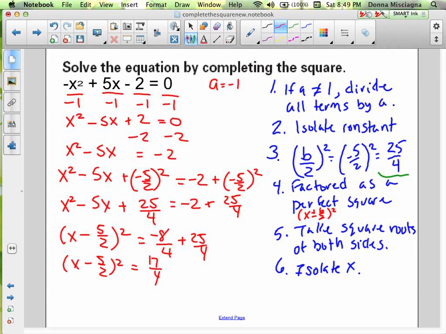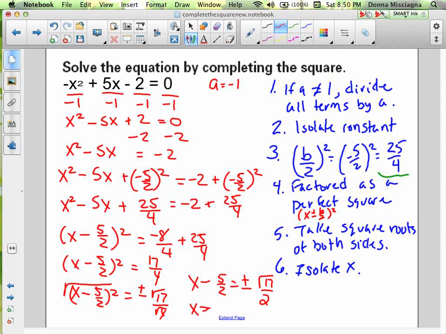We'll take a square root of both sides. X minus 5 halves all squared equals plus or minus the square root of 17 divided by the square root of 4. And then we just have to simplify it. So we have x minus 5 halves, because the square and square root cancel, equals plus or minus square root of 17, can't do anything about that, and the square root of 4 is 2. So now we'll add 5 halves to both sides.